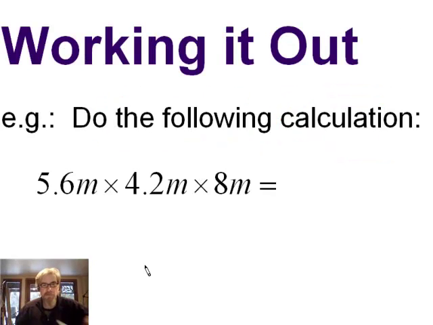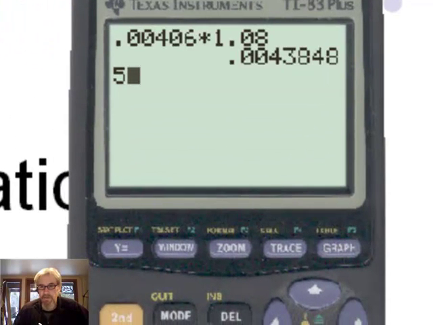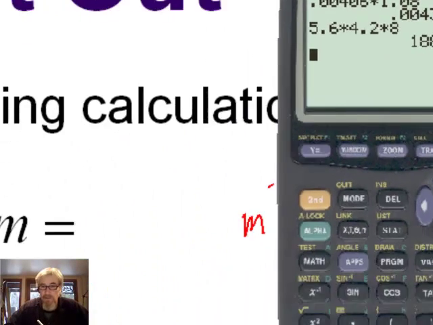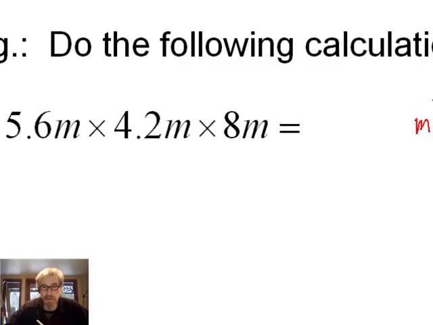You try this one. 5.6 meters times 4.2 meters times 8 meters. Here's your answer. First of all, the units are going to be meters cubed. Nothing cancels out here. I just multiply meters by meters by meters. Now let's find the answer. See if you did this right. 5.6 times 4.2 times 8. Calculator tells me 188.16, but if you're doing your rules right, you know that multiplying these 3 together, that last one's only got 1 significant figure. So my answer has to have 1 significant figure too, so I'm going to round it off to 200 cubic meters.